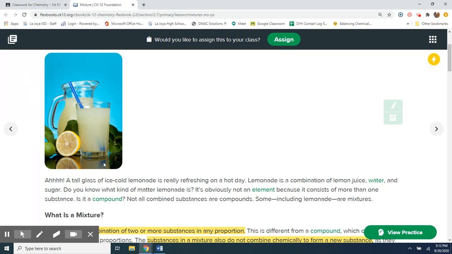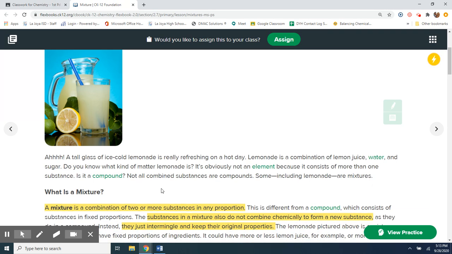Here you have lemonade, and the reason why they're showing you this lemonade is because lemonade is considered a mixture. It's a combination of water, lemon juice, and sugar. Now, they remind you that it's not an element because it's made of more than one substance. And then they ask us whether it's a compound. Well, the main reason that it is not a compound is because it is chemically not combined. It is just mixed in.